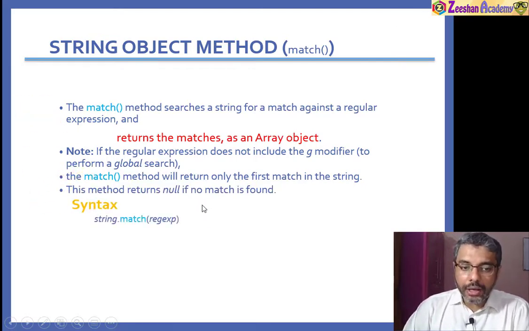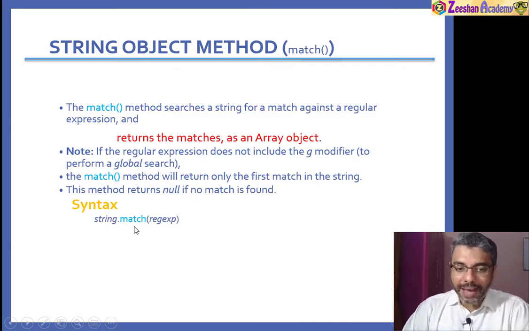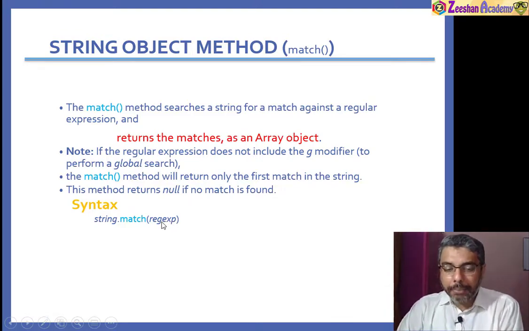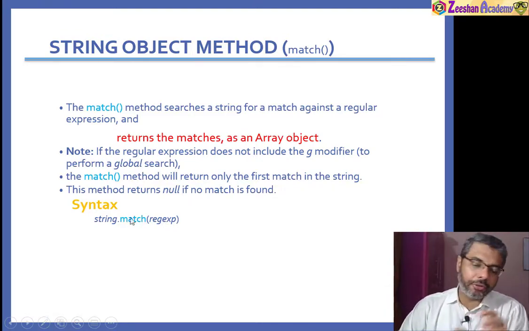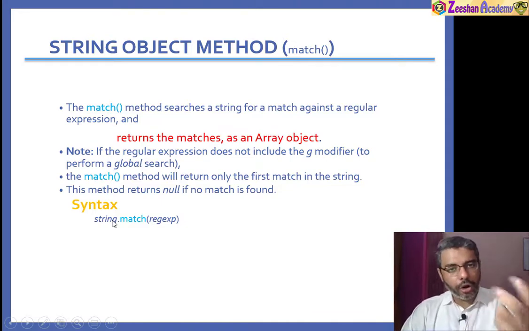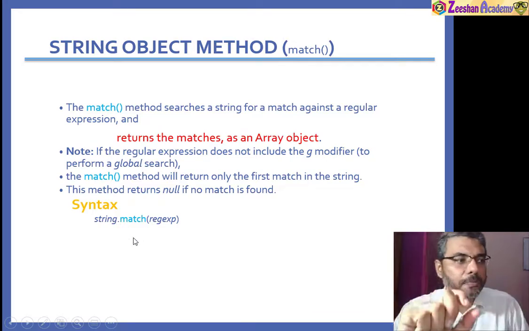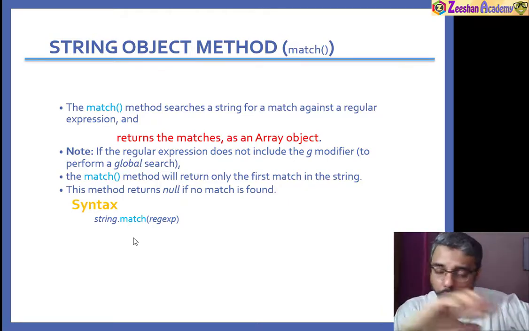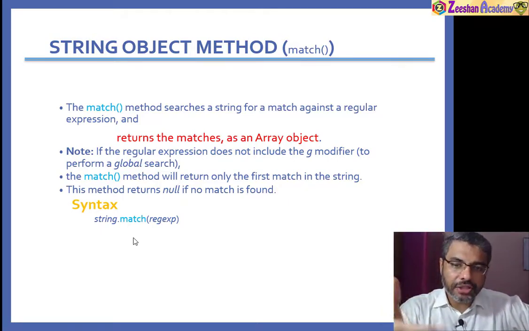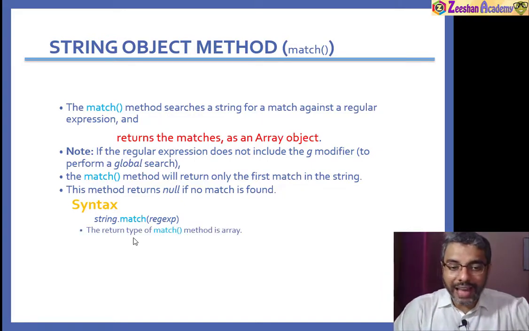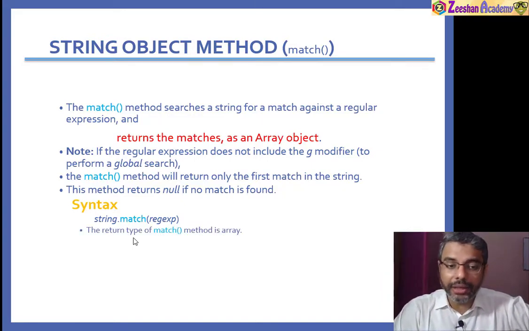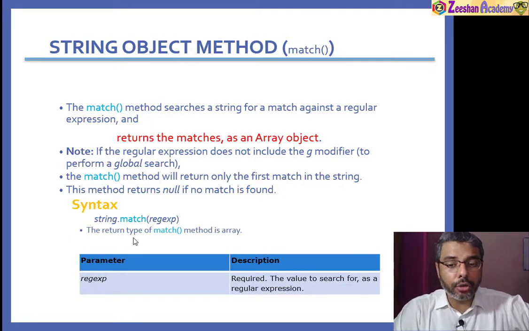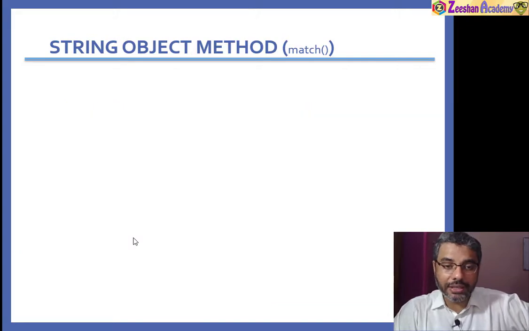The syntax is string.match(regular expression). So what it will do is take this pattern and match all occurrences of this pattern in a string and return an array of all the matches. So if you need to find a specific word or syntax or content within a string multiple times, or all the times that it has occurred, this is what we do. The return type of the match method is an array. So remember, it will return an array. The regular expression that is specified as an argument, again, this value to search for is a regular expression, and it's required.